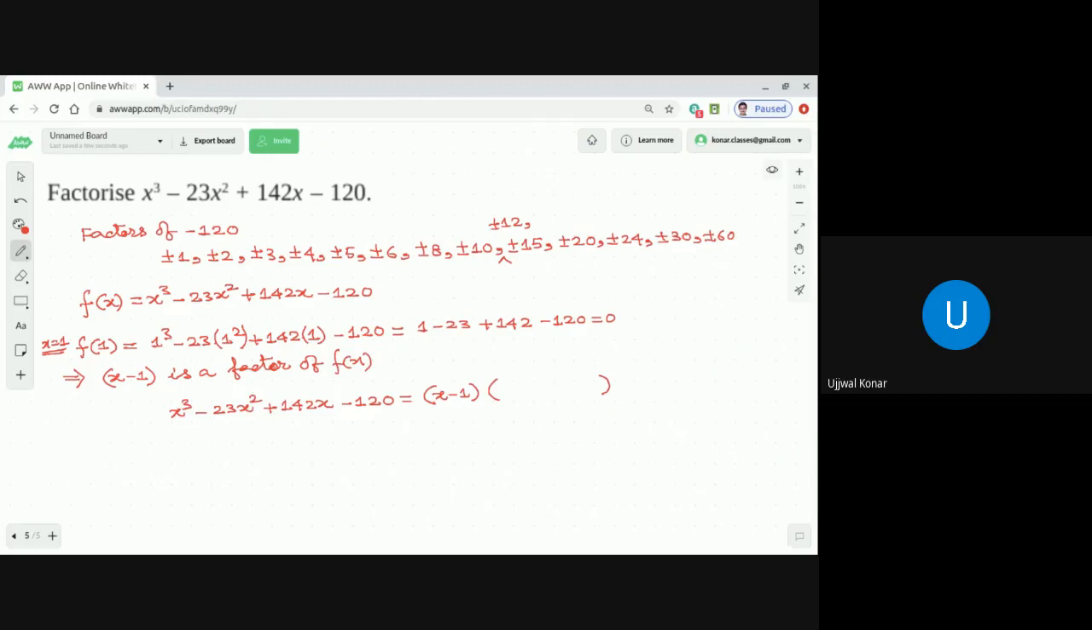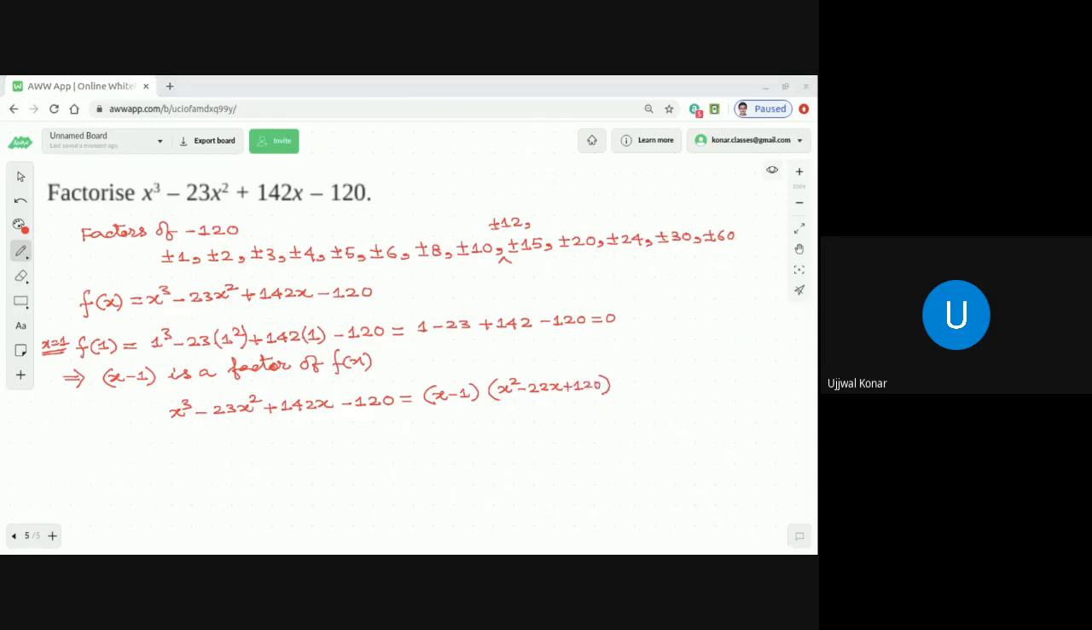So how to get that quadratic polynomial? For that you need to make a long division of x cube minus 23x square plus 142x minus 120 by x minus 1. I'm not doing that division because this is not a class for doing division. It would be a waste of time, because we are learning how to apply the factor theorem to factorize. If you do this long division, the quadratic polynomial will be x square minus 22x plus 120.